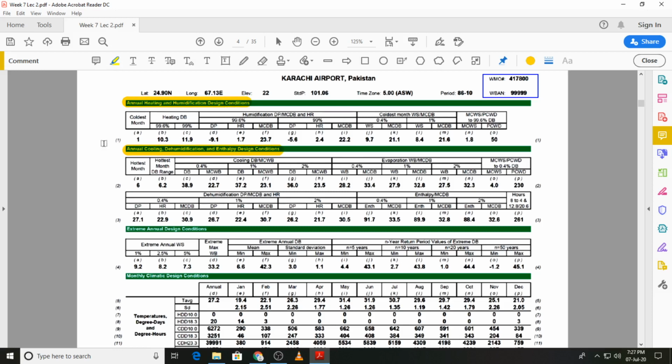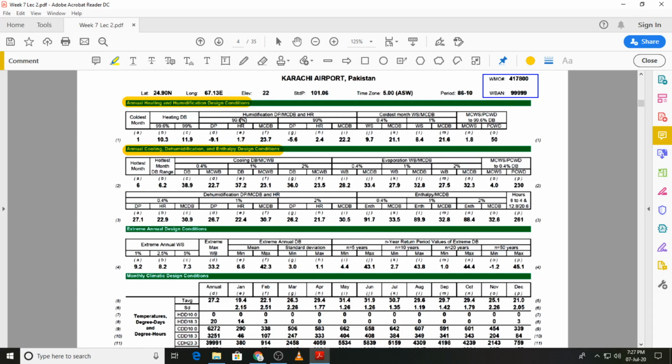And you can see that for Karachi, we are not interested in heating. Had it been, let's say, Islamabad or Quetta, then heating would also have been taken into consideration. Okay. Now when we talk about the outside design condition, the frequency of occurrence, when you look at the data for annual heating, it's given as 99.6%.